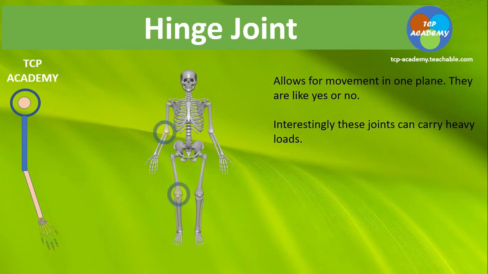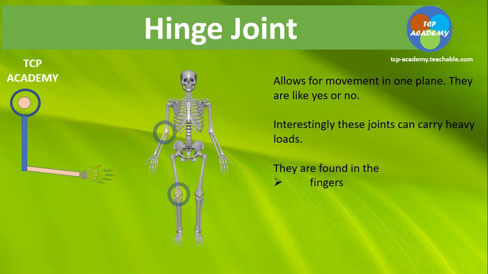Interestingly, these joints carry heavy load. And you can attest to this because this joint is found in the arm and in the leg. So they would be very strong in order to keep our body upright and allow us to lift things here and there.